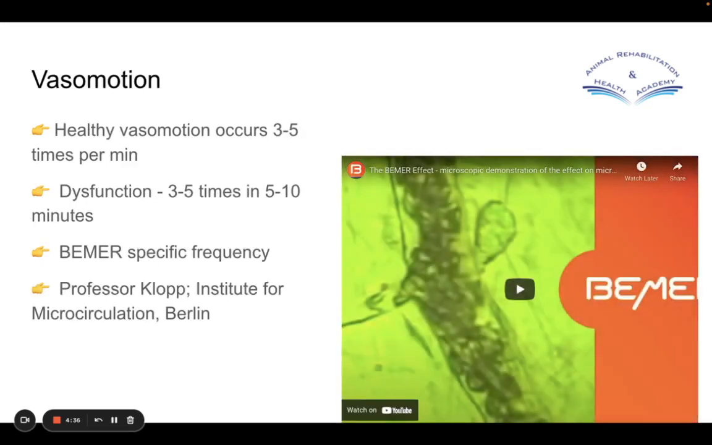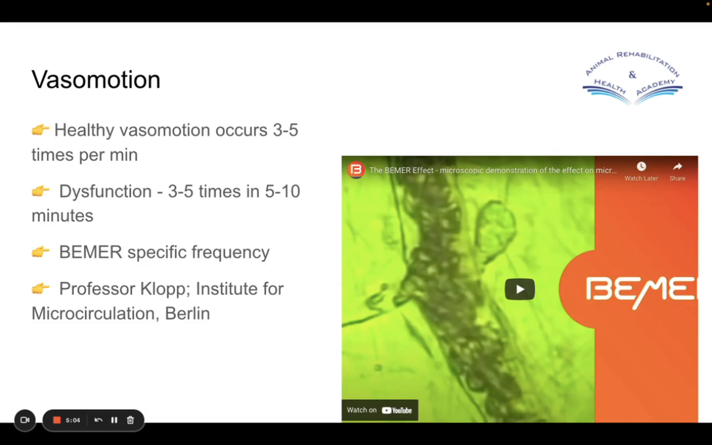So we're going to start by looking at vasomotion. Like I say, you do have a longer video on this coming up. So vasomotion is a phenomenon. It's in healthy patients. It's a naturally occurring phenomenon which is essential for blood flow, and there's lots of research on this. This is taken from what BEMA quote, but like I say, there's lots of backup to this.